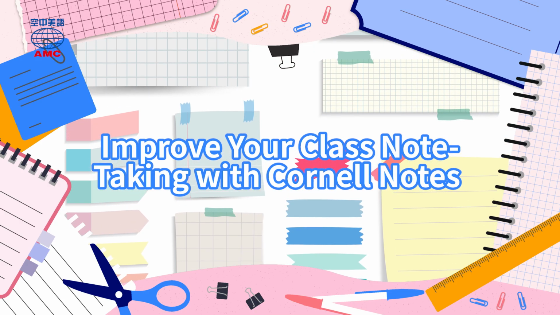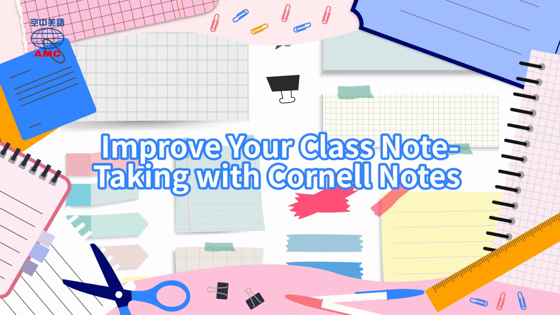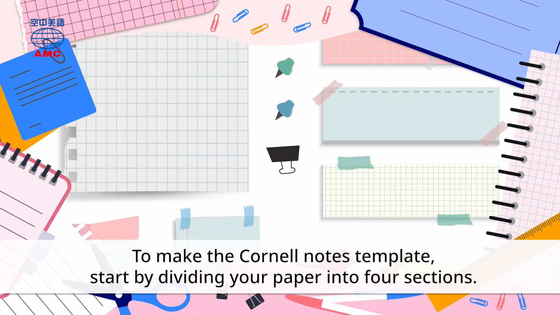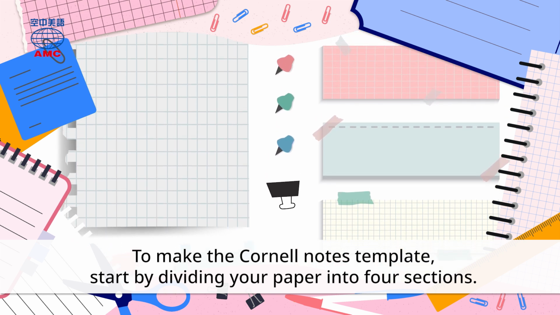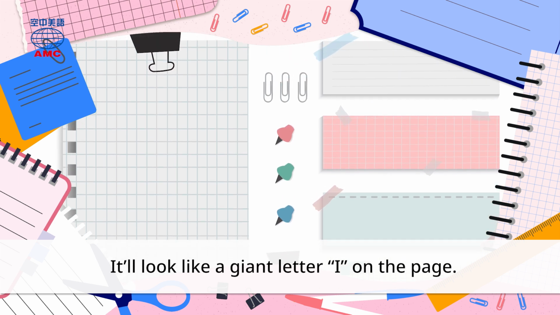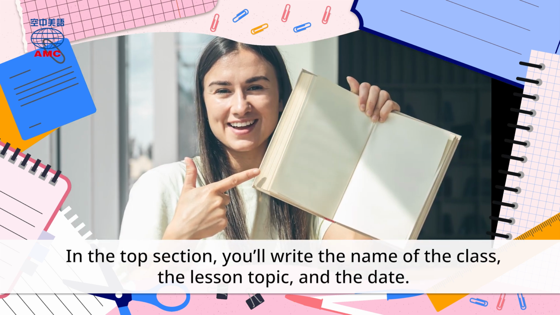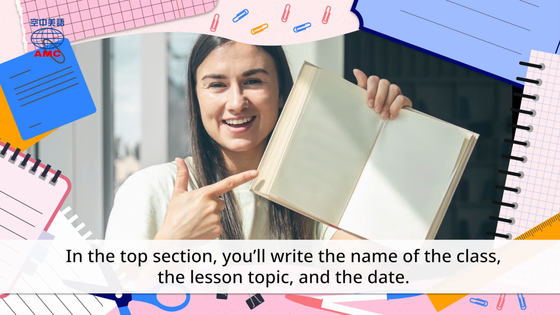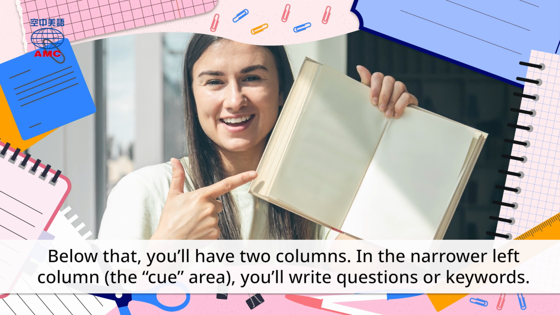Improve your class note-taking with Cornell Notes. To make the Cornell Notes template, start by dividing your paper into 4 sections. It'll look like a giant letter I on the page. In the top section, you'll write the name of the class, the lesson topic, and the date. Below that, you'll have 2 columns.